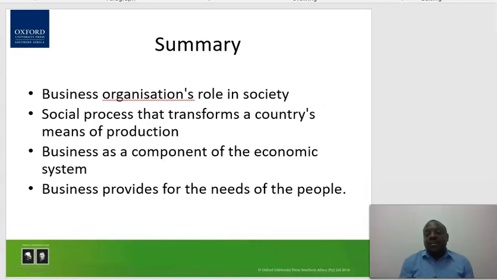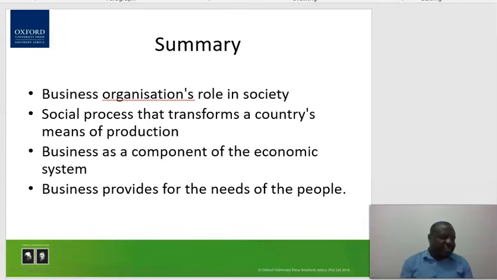Businesses can also be seen as a component of the economic system. The economic system cannot work without businesses. It is businesses that provide for employment of people. It is businesses that contribute to the gross domestic product of any economy. So businesses are very, very important. Businesses provide for the needs of the people, those unlimited needs that we spoke of.